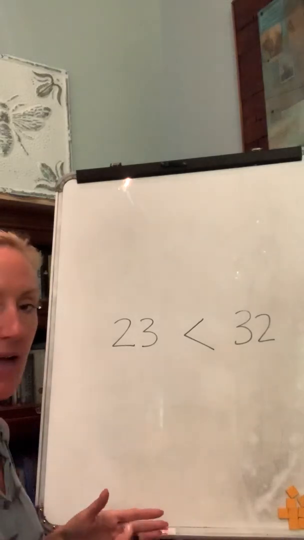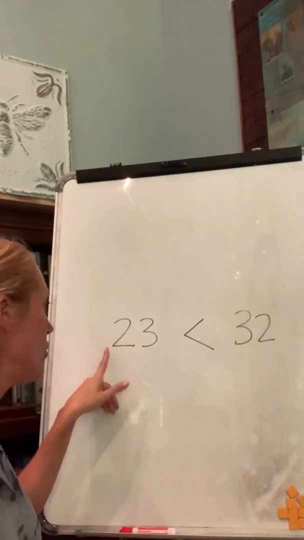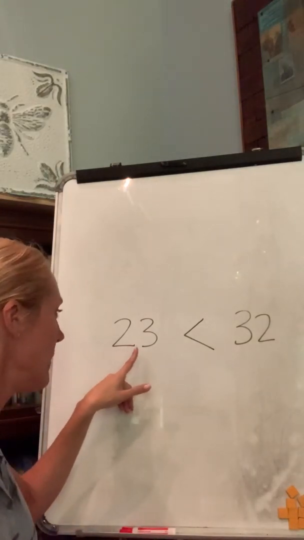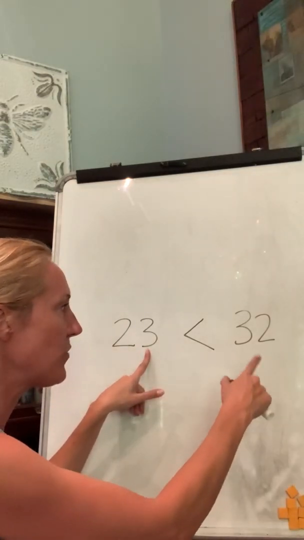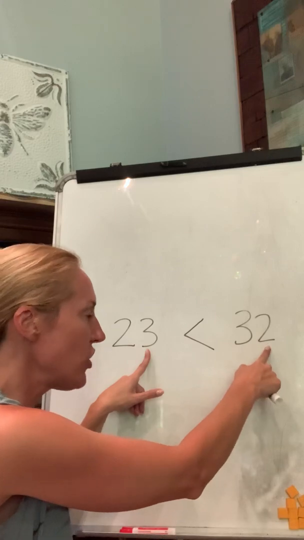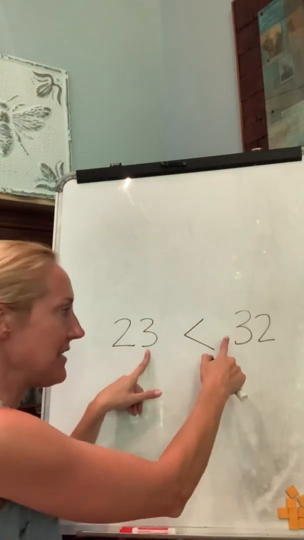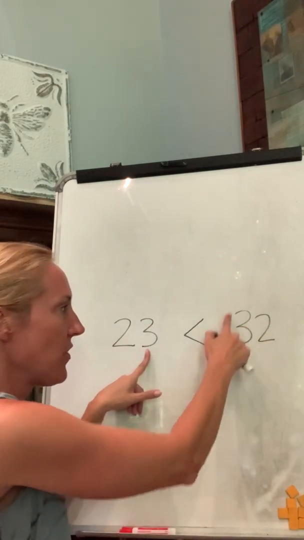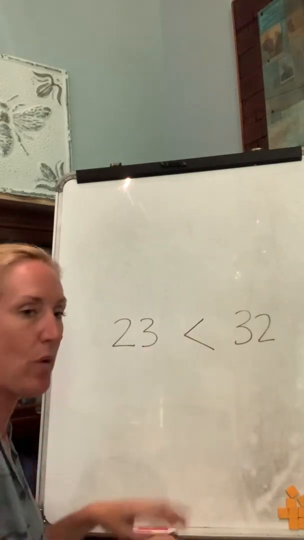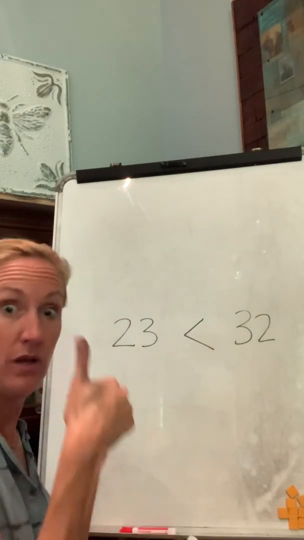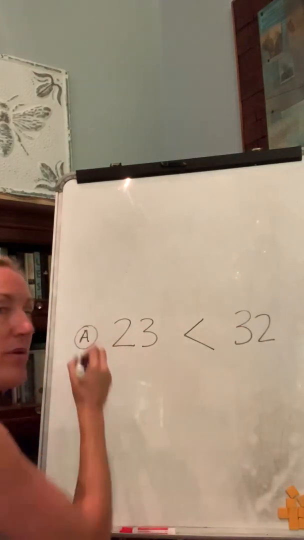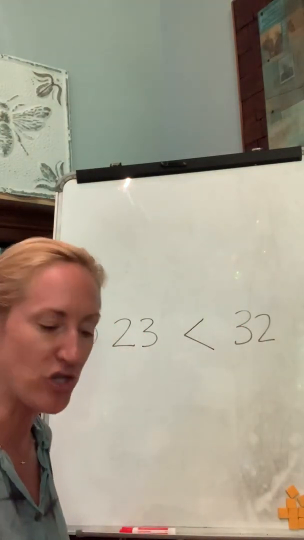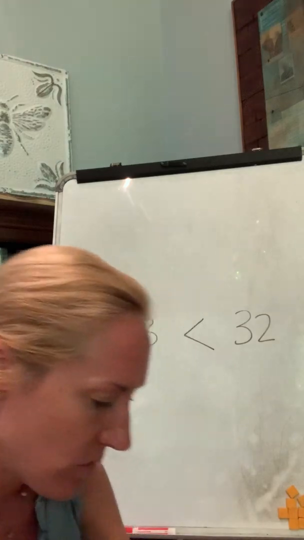Well, let's think when we're counting. 10, 20, 21, 22, 23, 24, 25, 26, 27, 28, 29, 30, 31, 32. We had to keep counting to get to 32. So 32 is greater than 23. So is that true? Yeah. So we could circle A and say, well, that one's true, but there might be another one that's true. So let's keep looking.